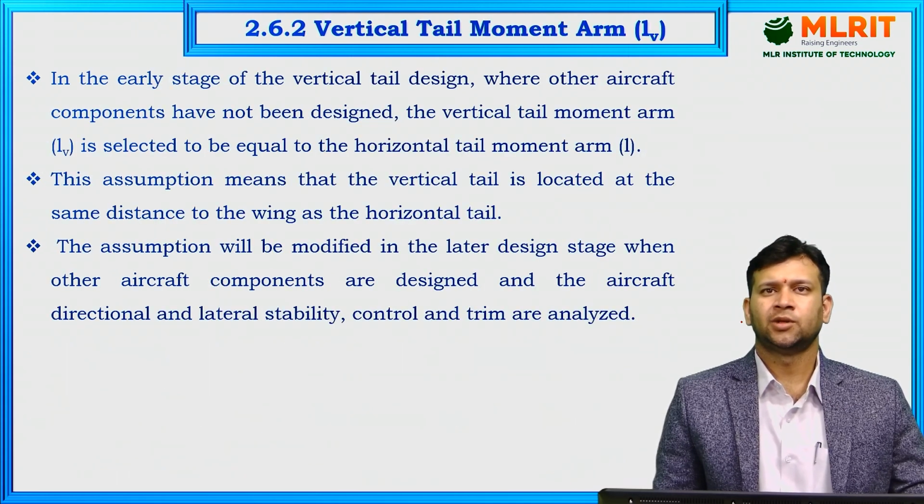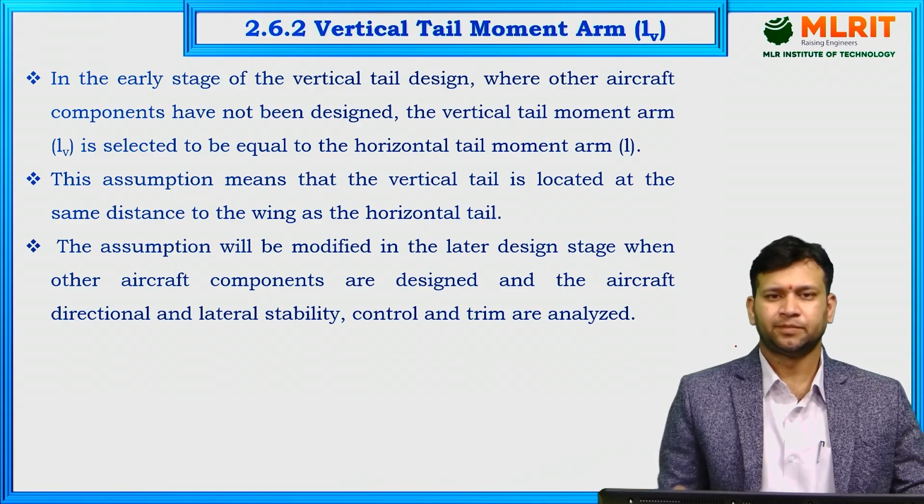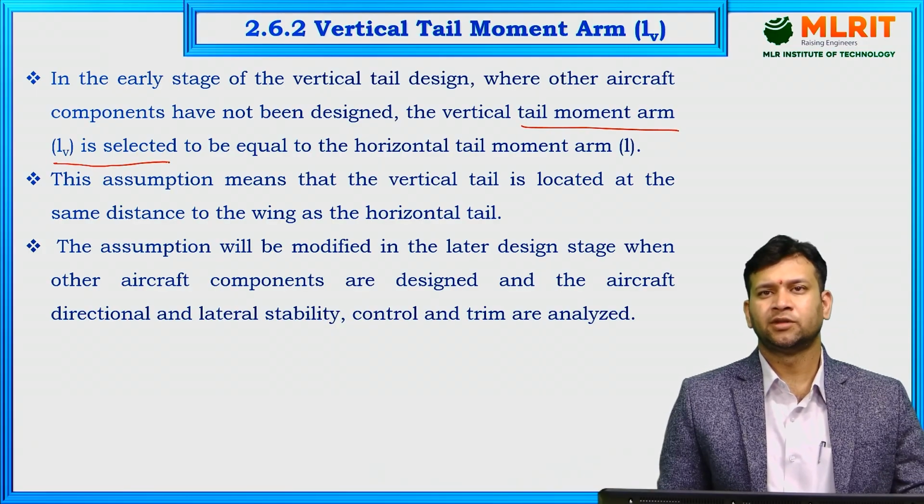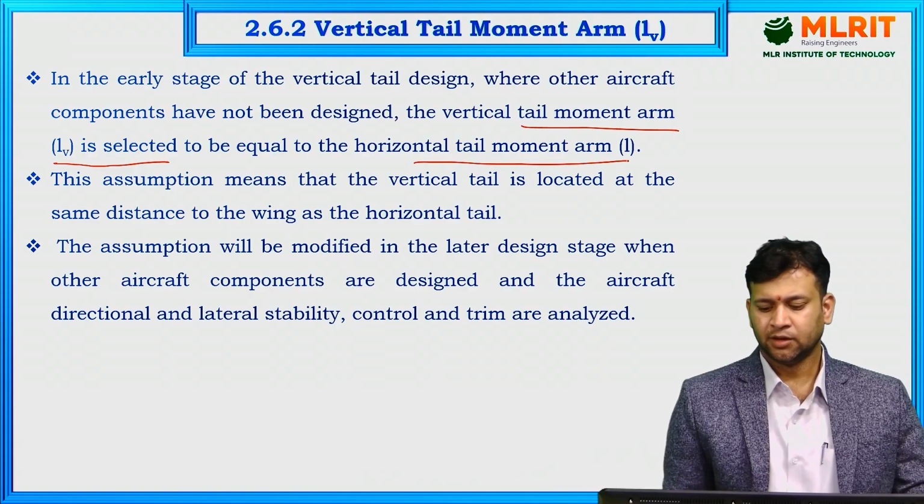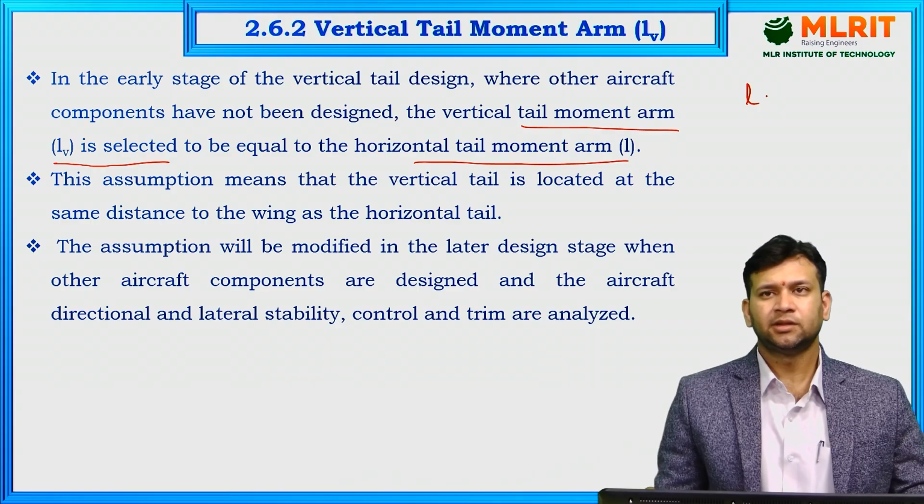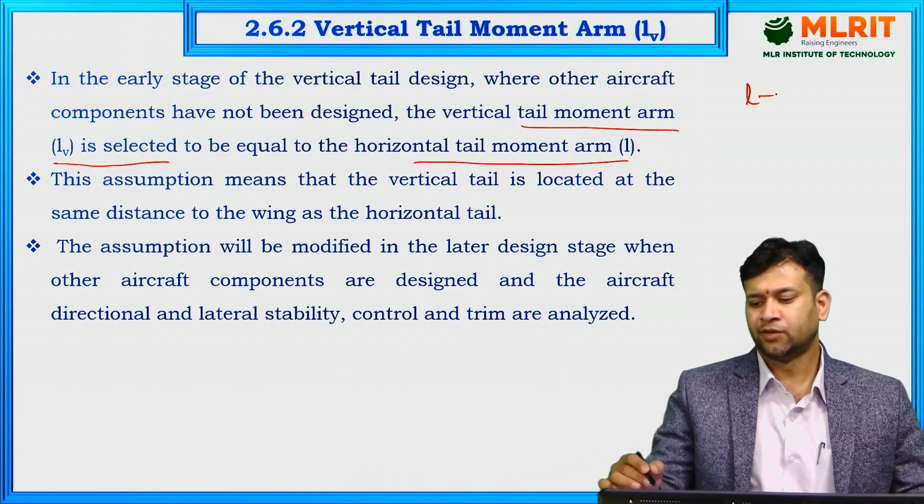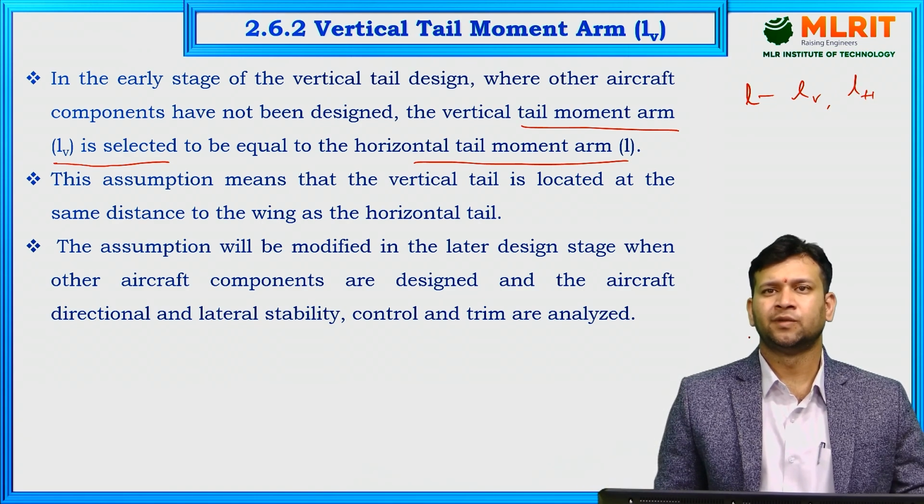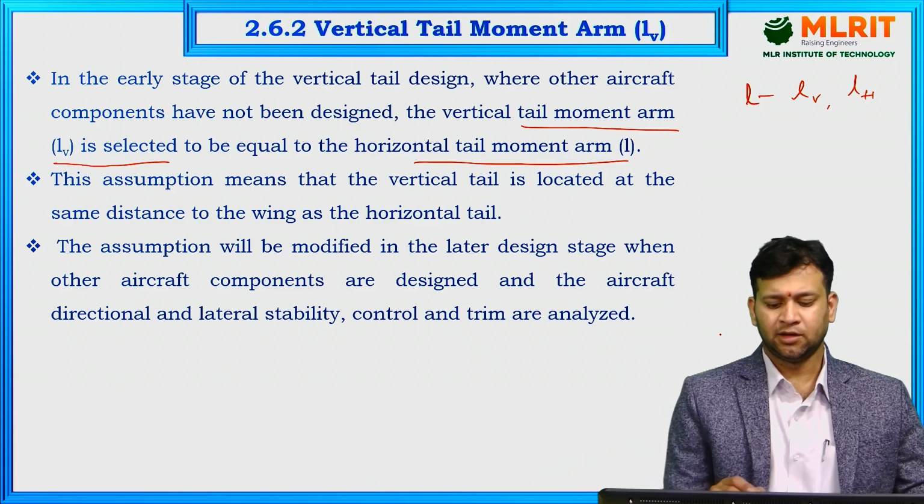In early stage of the vertical tail design, where other aircraft components have not been designed, the vertical tail moment arm is selected to be equal to the horizontal tail moment arm. Generally, the length we denote as arm length. It is L. If it is vertical, it will be LV. If it is horizontal, it will be LH. This assumption means that the vertical tail is located at the same distance to the wing as the horizontal tail.